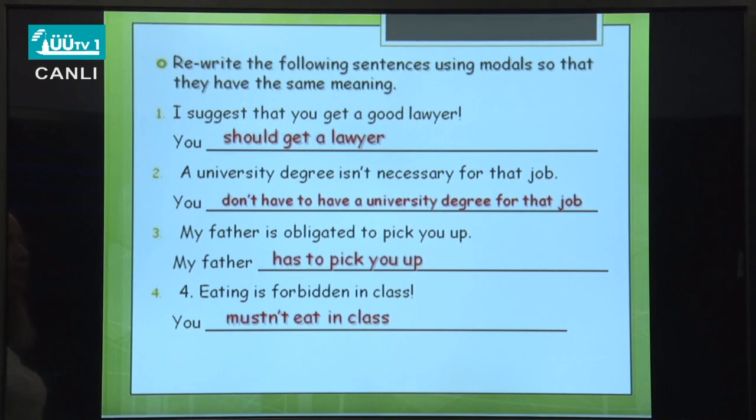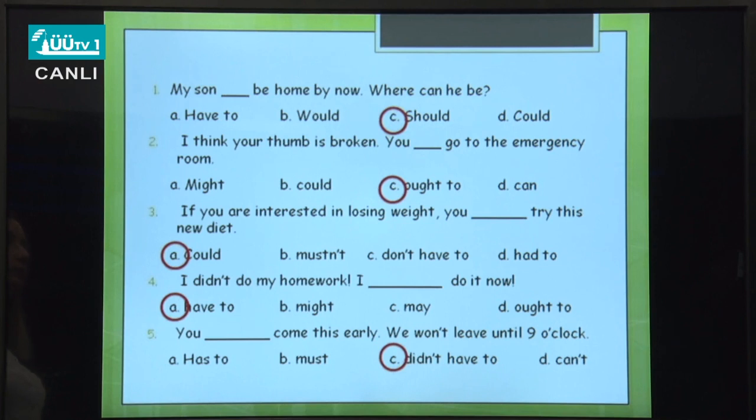My father is obligated to pick you up. Obligated is a kind of obligatory thing. So my father has to pick you up. Eating is forbidden in class. It is forbidden. You mustn't eat in class. By the way, I will share this PowerPoint with your teachers, and you can get access to that and go through the examples one by one.